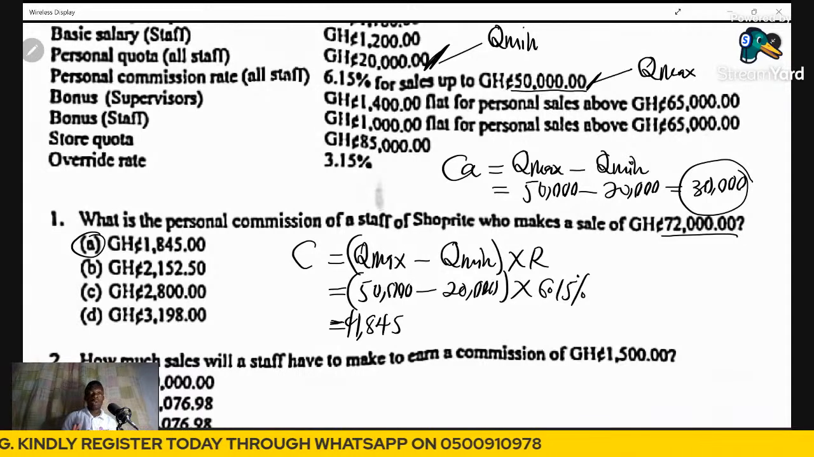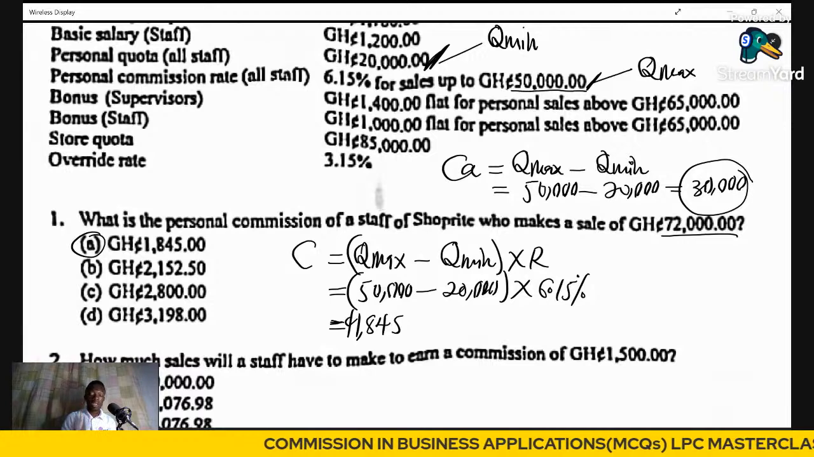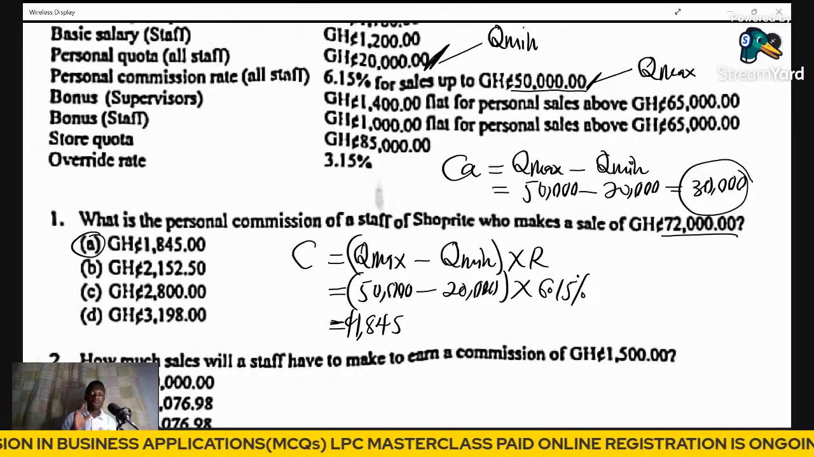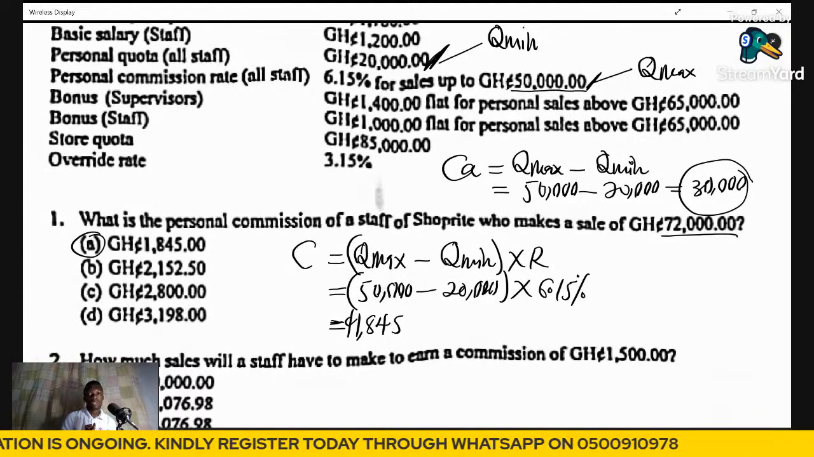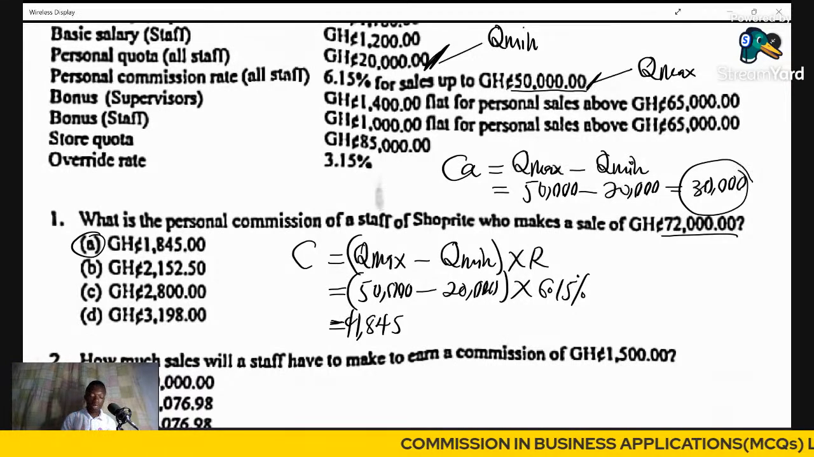So let's take note of it. Where we have two quotas given, for a staff to earn a full commission, we expect that the sale of that staff must exceed the maximum sales quota. But in a situation where the sale of the staff is less than the maximum quota, then to calculate the commission of this staff, it is going to be the comparison of the minimum quota against the sales of that particular staff. I hope you have gotten the difference. So that is what we need to understand in that line. Let's take note of that.